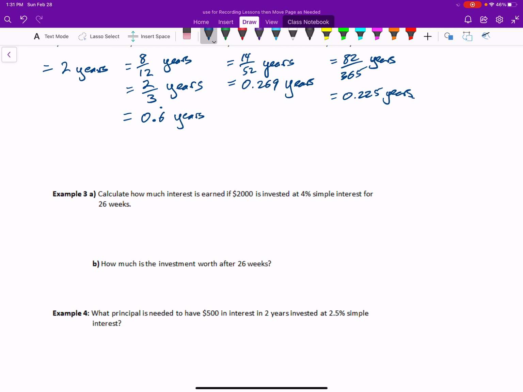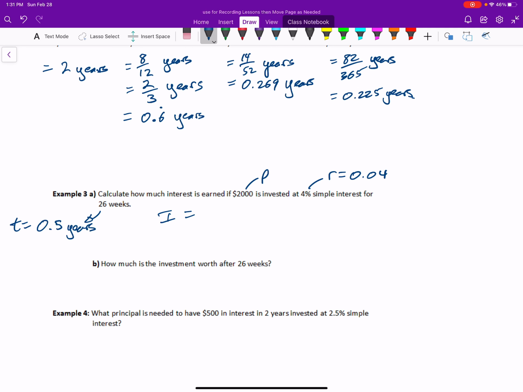How much interest is earned if $2,000 is invested at 4% simple interest for 26 weeks? So 2,000 is my P. 4% interest means that R equals 0.04 as a decimal, and 26 weeks is half a year. So that'd be 0.5 years. Remember, there's 52 weeks in a year. So there's all I need.